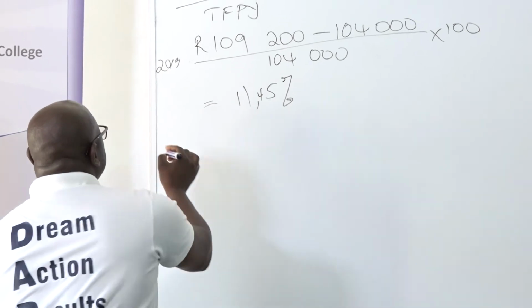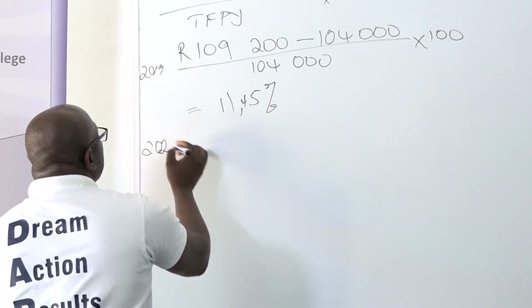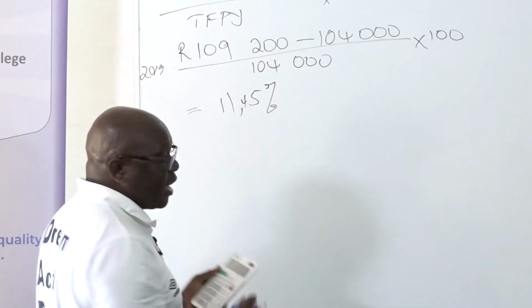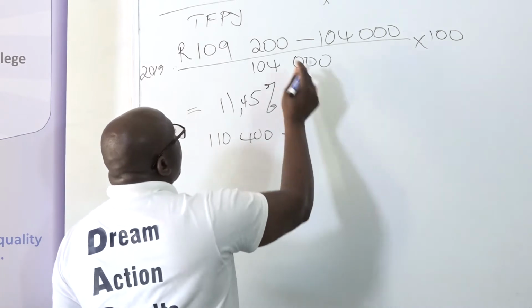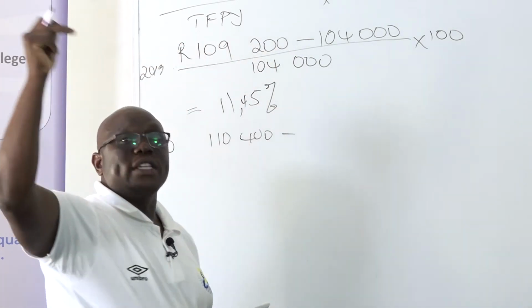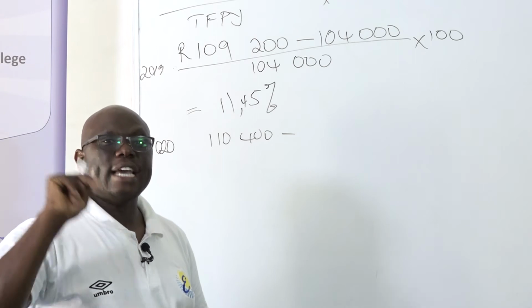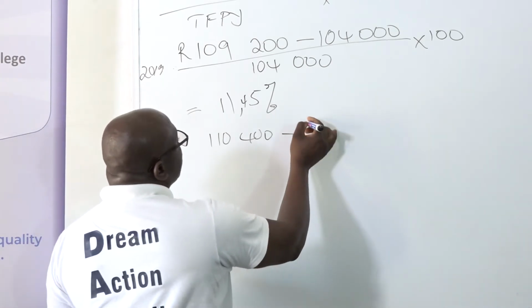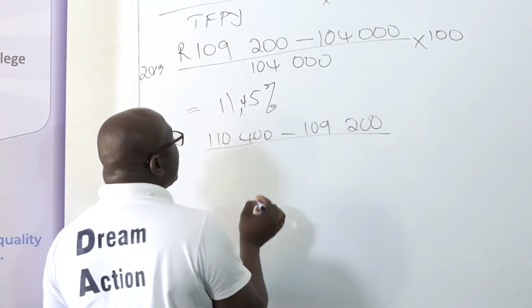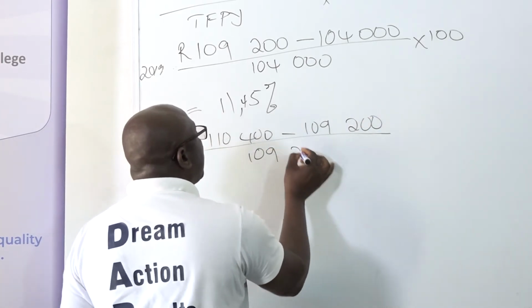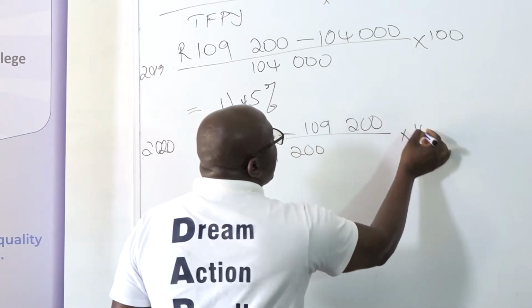And then let us do the turnover for 2020. In 2020, we have 110,400, which is 110,400 minus the turnover for 2019. We subtract the turnover for 2019, which is 109,200, and then we divide this by 109,200. We multiply by 100.